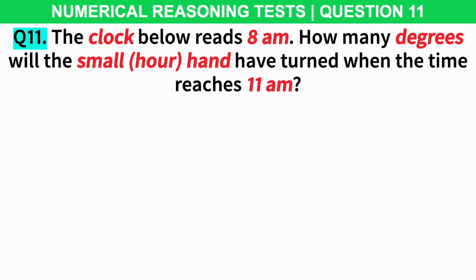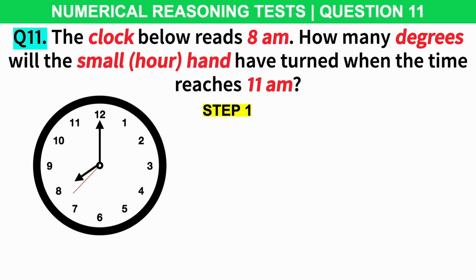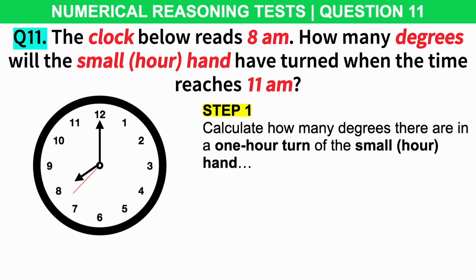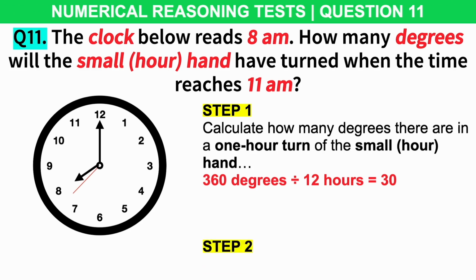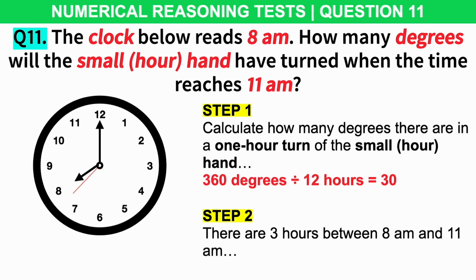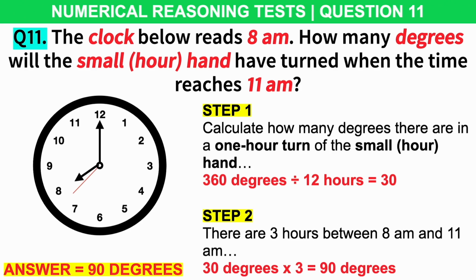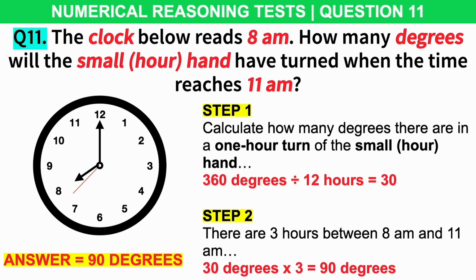The clock below reads 8 AM. How many degrees will the small hour hand have turned when the time reaches 11 AM? Step 1. Calculate how many degrees there are in a 1 hour turn of the small hour hand. So we take a 360 degrees turn and we divide it by 12 hours. That gives us 30. Step 2. There are 3 hours between 8 AM and 11 AM, so we simply multiply 30 degrees by 3, which gives us an answer of 90 degrees. So it's very simple once you know how.